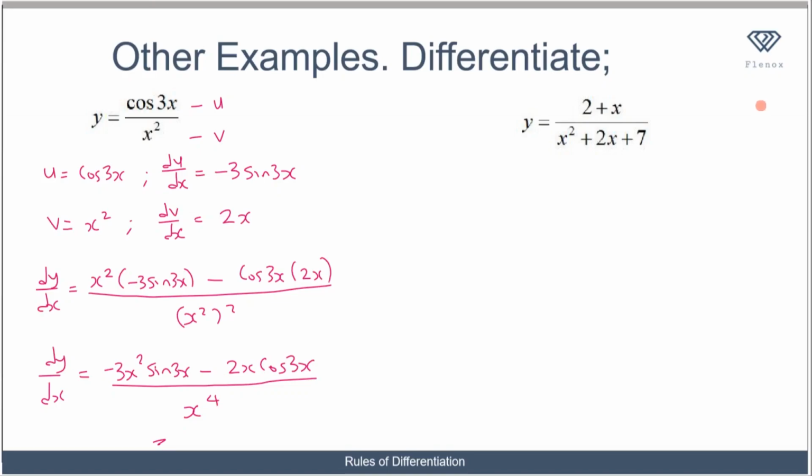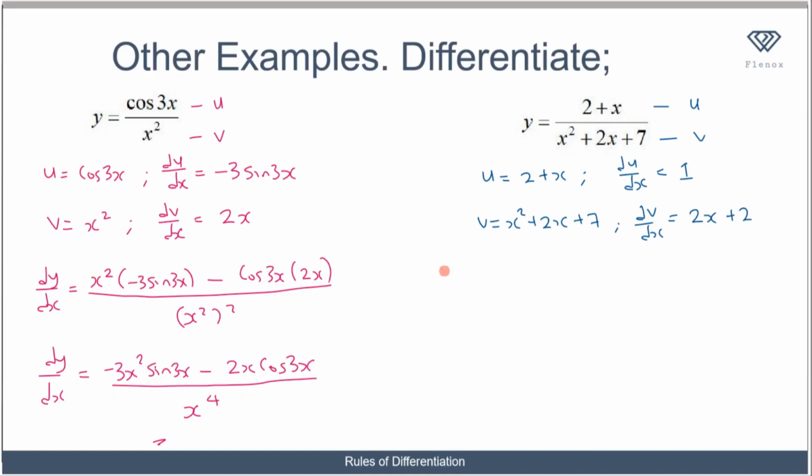So now let's look at another example, which will be the final example here. The same way, I label the numerator as u and I label the denominator as v. So I can write out that u is equal to 2 plus x. So I know that my du over dx will be equal to, function of a constant is 0 and function of x will give me 1. I know that my v is x squared plus 2x plus 7. And my dv over dx will just be the differentiation. So the function of x squared will give me 2x, function of 2x will give me 2, and function of 7 will give me 0.